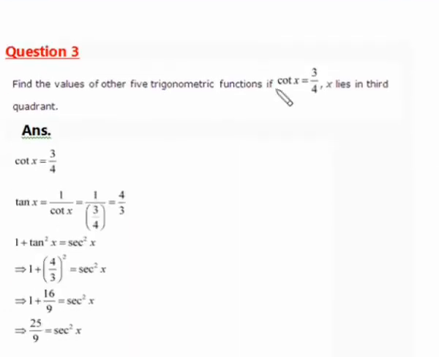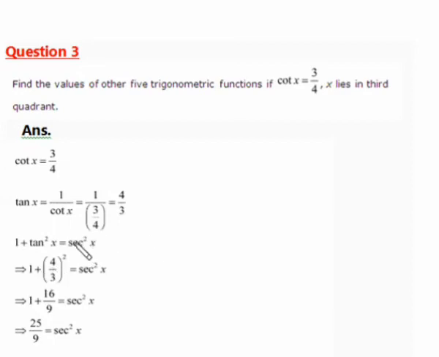Here is the third question of the same, that is cot x is equal to 3 by 4, where x lies in third quadrant. In third quadrant we know that cot x is positive and tan x is also positive. So tan x is equal to 1 by cot x, we get 4 by 3.